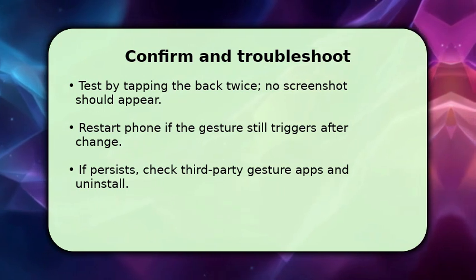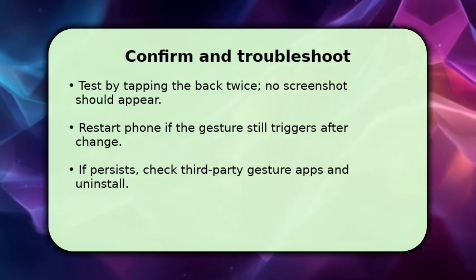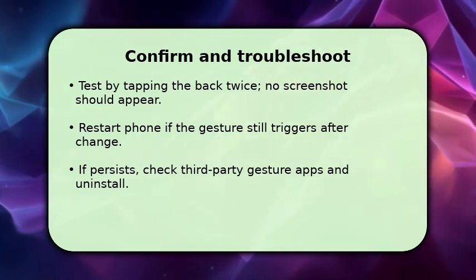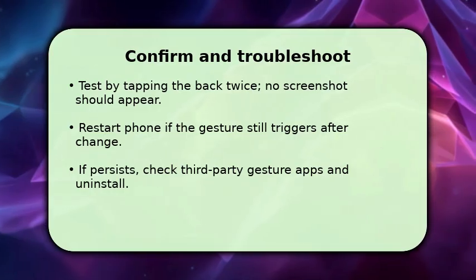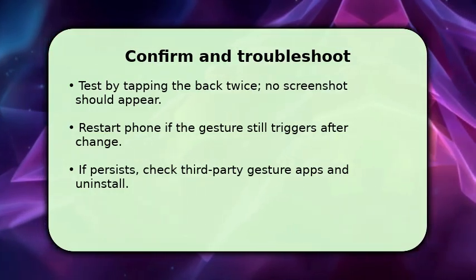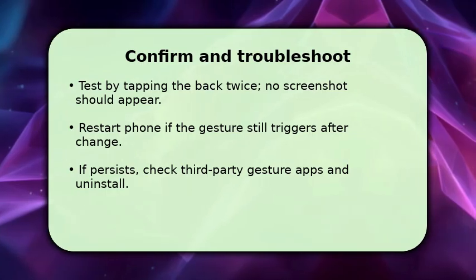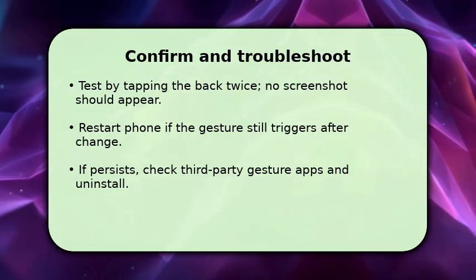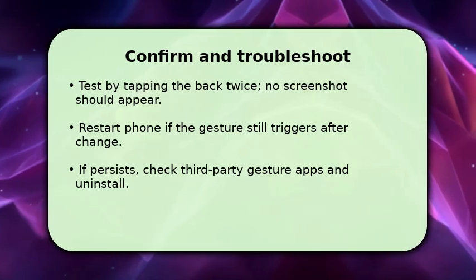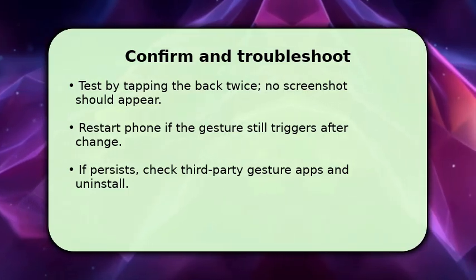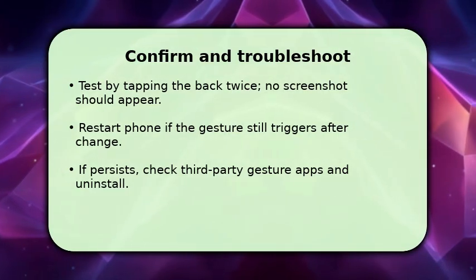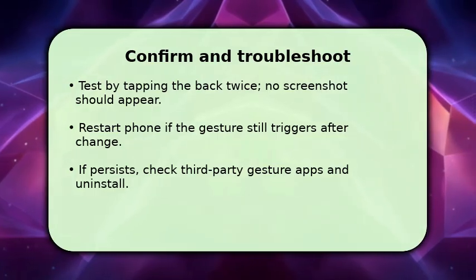If the screenshot still appears, reboot the phone to clear gesture services, then recheck the back tap setting. If it still triggers, inspect any third-party apps with gesture or accessibility permissions and disable or uninstall them because they can override system settings. If all else fails, reset accessibility defaults, but only after backing up any custom settings.